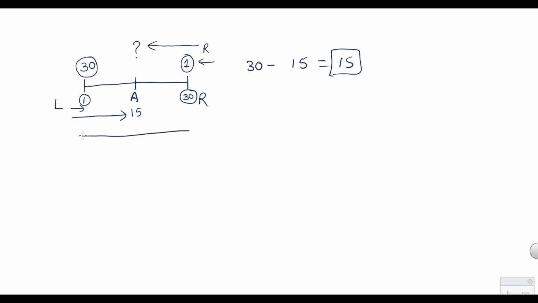The total number of people is 30. Out of this 30, if you subtract up to A, now you get 15. 30 minus 15 is 15. So that 15 is only the number of people on the right side of A. In those 15 people, which you said 15, right? In these 15 people, A is not included.